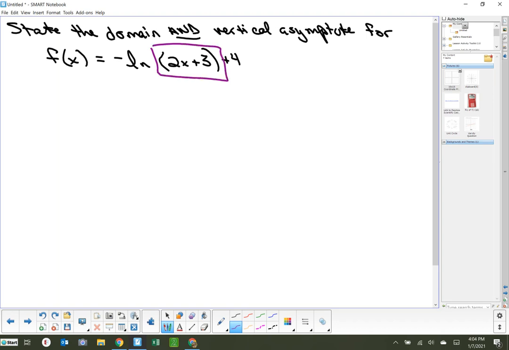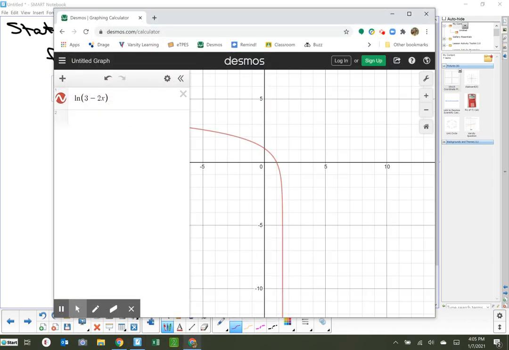Now, again, all that we care about is this part right here. The rest of this function doesn't really matter until you actually graph it. So we're going to take that and set it equal to 0. And you should be able to pretty much do that in your head. Okay, so that's negative 3/2. And then we're going to go over to Desmos, and we're going to change this guy a little bit. So we're going to throw a negative in front of there. You can see it flips it upside down. And then change this. All right, so we have 2x plus 3.